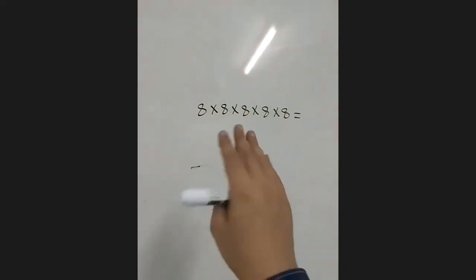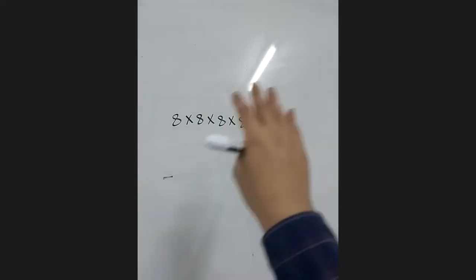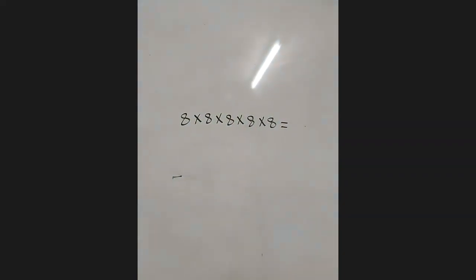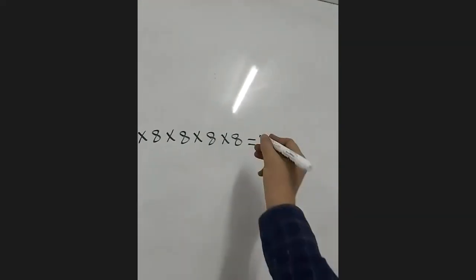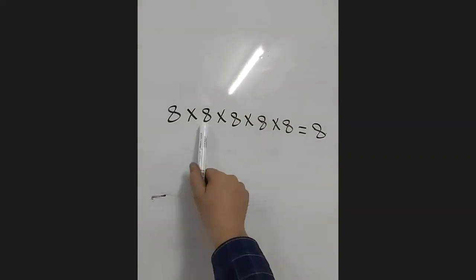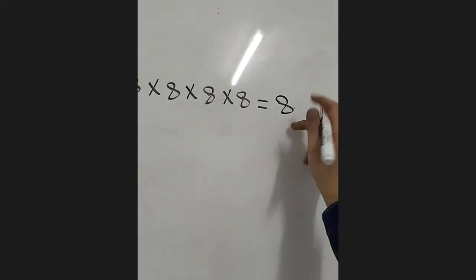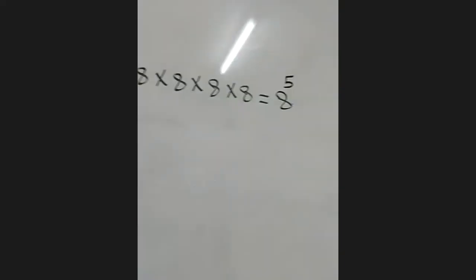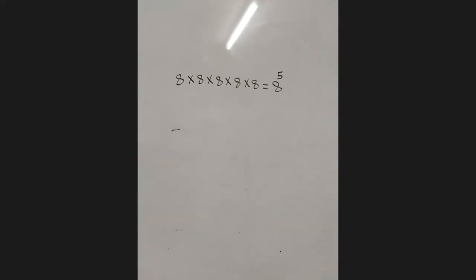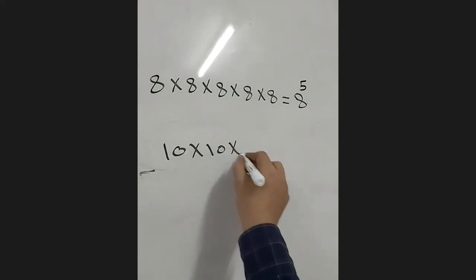Now, I will do the opposite, guys. It's written as factors here. I will make it as exponent form. What's our number here? Our number is 8, so our base is 8. Now I will count the numbers, 1, 2, 3, 4, 5. So this equals 8 to the power what? 5. It's an easy idea.